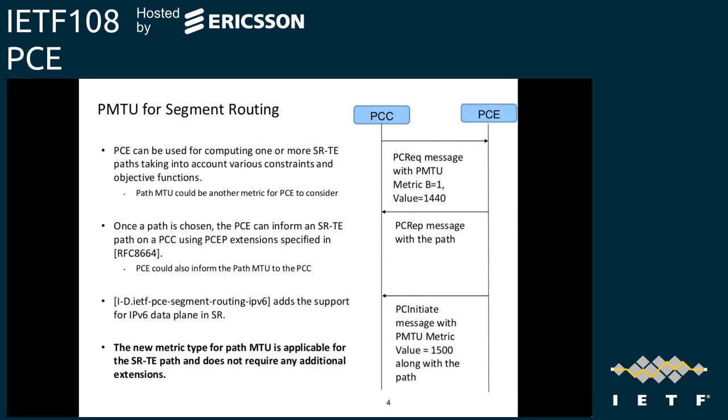Here shows how to use the Path MTU for SR. The PCE can be used to calculate the SR-TE path, considering various constraints. And now the Path MTU can be used as another metric for the PCE to consider while calculating the path. Once the path is chosen, the PCE can inform the PCC of the SR-TE path together with its Path MTU. And now SRv6 is supported. So the new metric type for the Path MTU is applicable for the SR-TE path, and it doesn't require any additional extensions. Next, please.